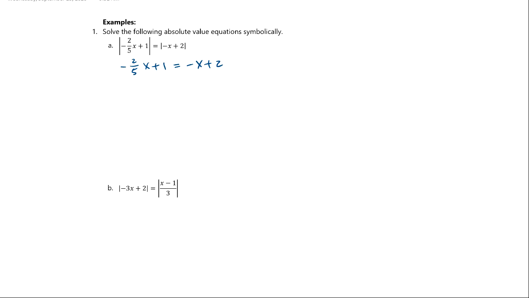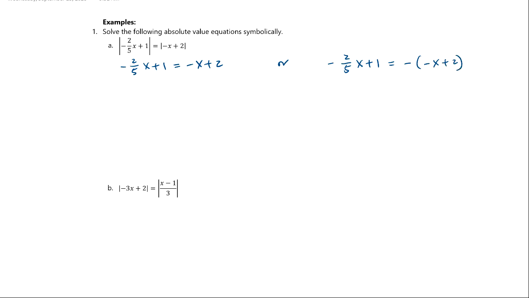When we have that scenario, that's telling me negative 2/5 x plus 1 is just equal to negative x plus 2. But alternatively, just like before, instead of saying these expressions are equal to each other, what could also happen is that these expressions are just the negatives of each other. Therefore, when I take the absolute value, I would still get the same absolute value, even though they are the negatives or opposites of each other. So when that happens, I can say negative 2/5 x plus 1 is really equal to the negative of negative x plus 2.